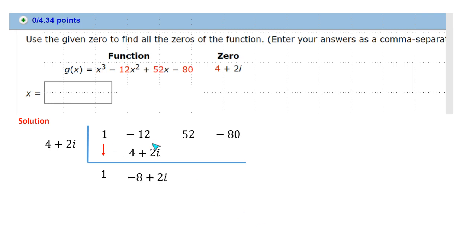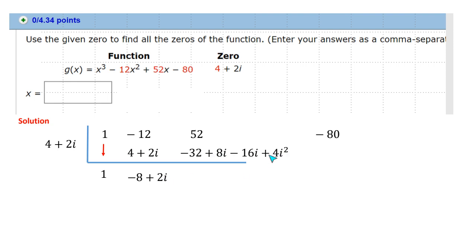And so now we get negative 12 plus 4 is negative 8 plus 2i. And then we're going to multiply 4 plus 2i times negative 8 plus 2i. And so if we do that, we have 4 times negative 8 is negative 32. 4 times 2i is 8i. 2i times negative 8 is negative 16i. And 2i times 2i is positive 4i squared.